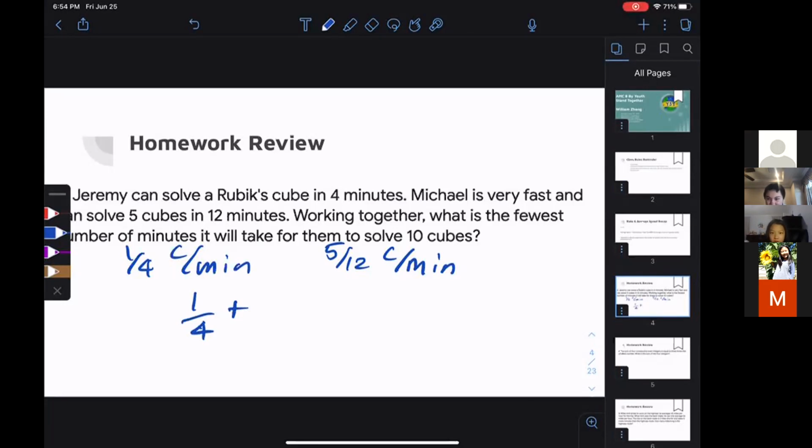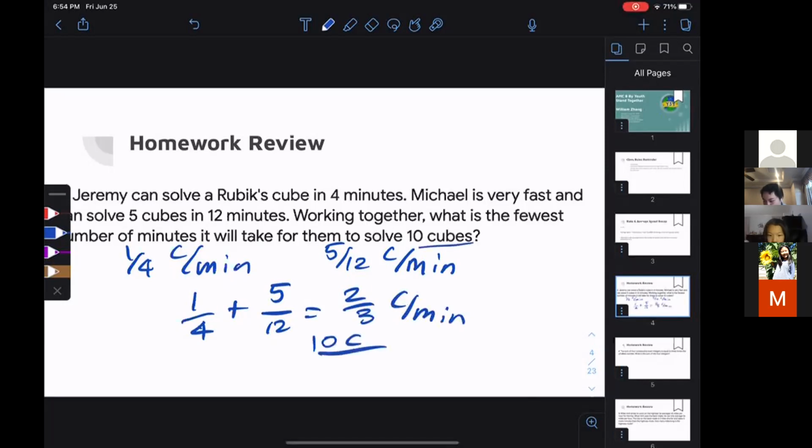Sorry about that. Anyways, as I was saying, for them to solve the 10 cubes as fast as possible, they should be constantly working together. So their combined rate would be 1/4 plus 5/12. If you work it out, it is equal to 2/3 cubes per minute together. So then the answer would be the total amount of work they need to do divided by that rate, and you would get 15 minutes. Is that clear for everybody? Because I got a question asking why the answer was what it was.